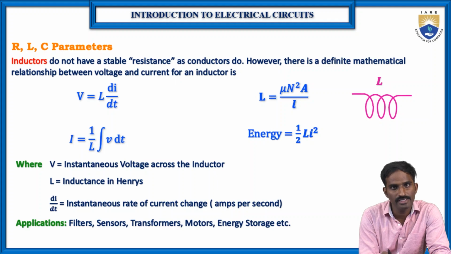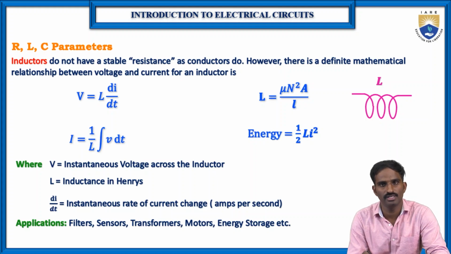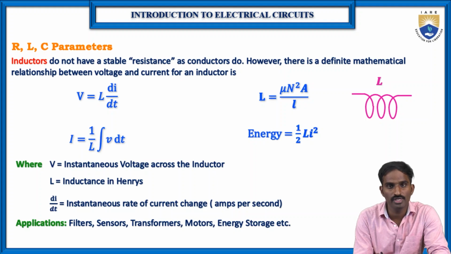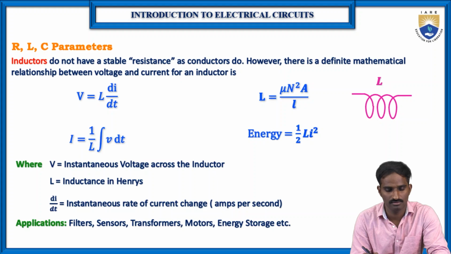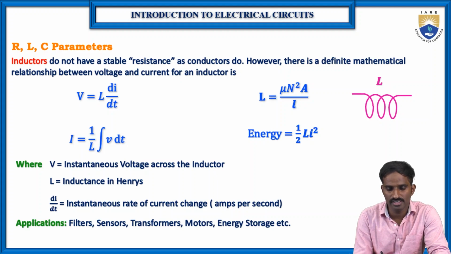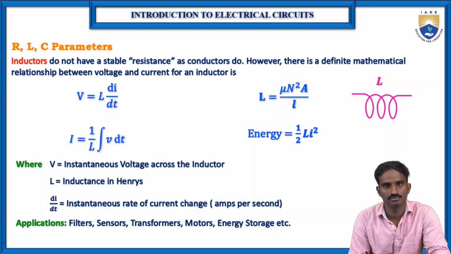And if you apply the integral to both sides, then we can find I. So I is equal to 1 by L into integral V dt. Here V is the voltage across the inductor and L is the inductance of the inductor. And di by dt is the instantaneous rate of change of current.